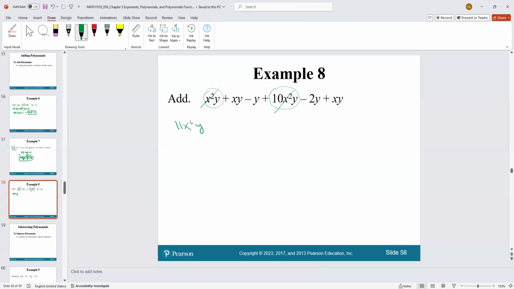Okay? The second one we're going to go is xy, xy. xy plus xy gives us 2xy. Now we're done. We're going to cross and cross. We have negative y, negative 2y. Negative 1y, negative 2y give us negative 3y. Very simple. We combine like terms and group them together.